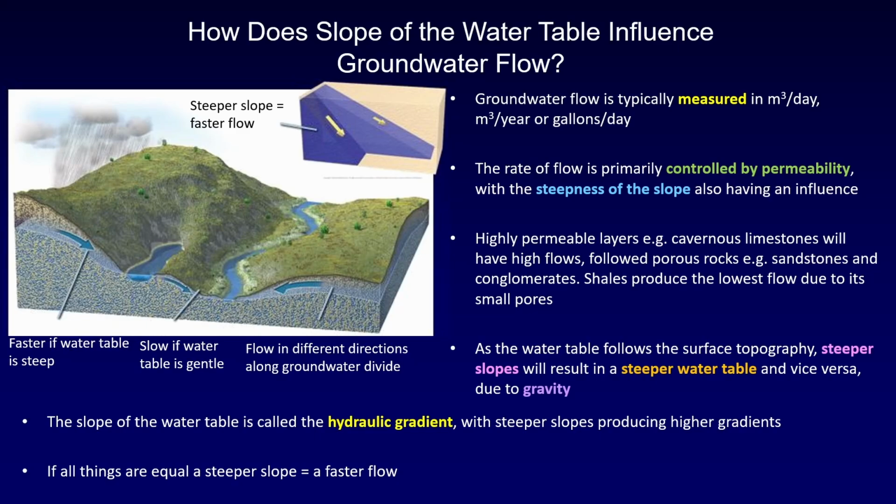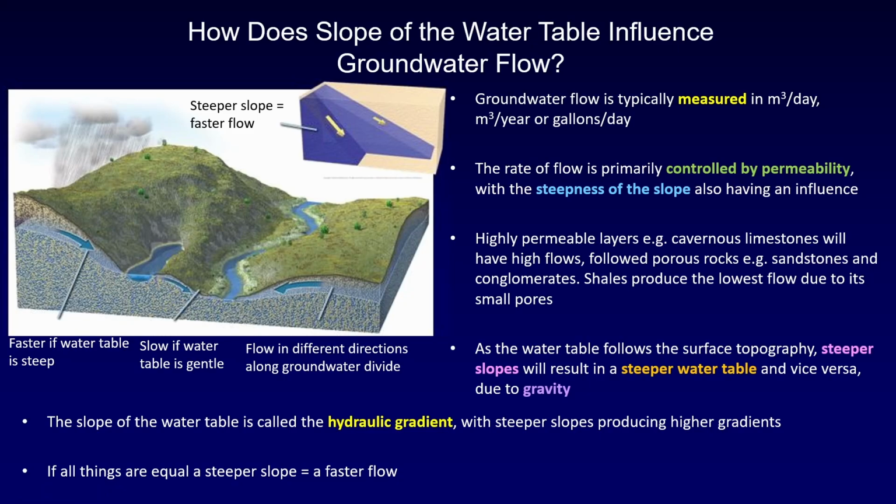Now, as the water table will follow that surface topography, you will have regions of it that will be steeper in areas where you have steeper topography. And obviously, vice versa, in areas of more horizontal, subdued topography, you will have a more horizontal water table. And so this means that, just like water on the surface, the groundwater will flow downhill under gravity. It will follow the slope of the water table.